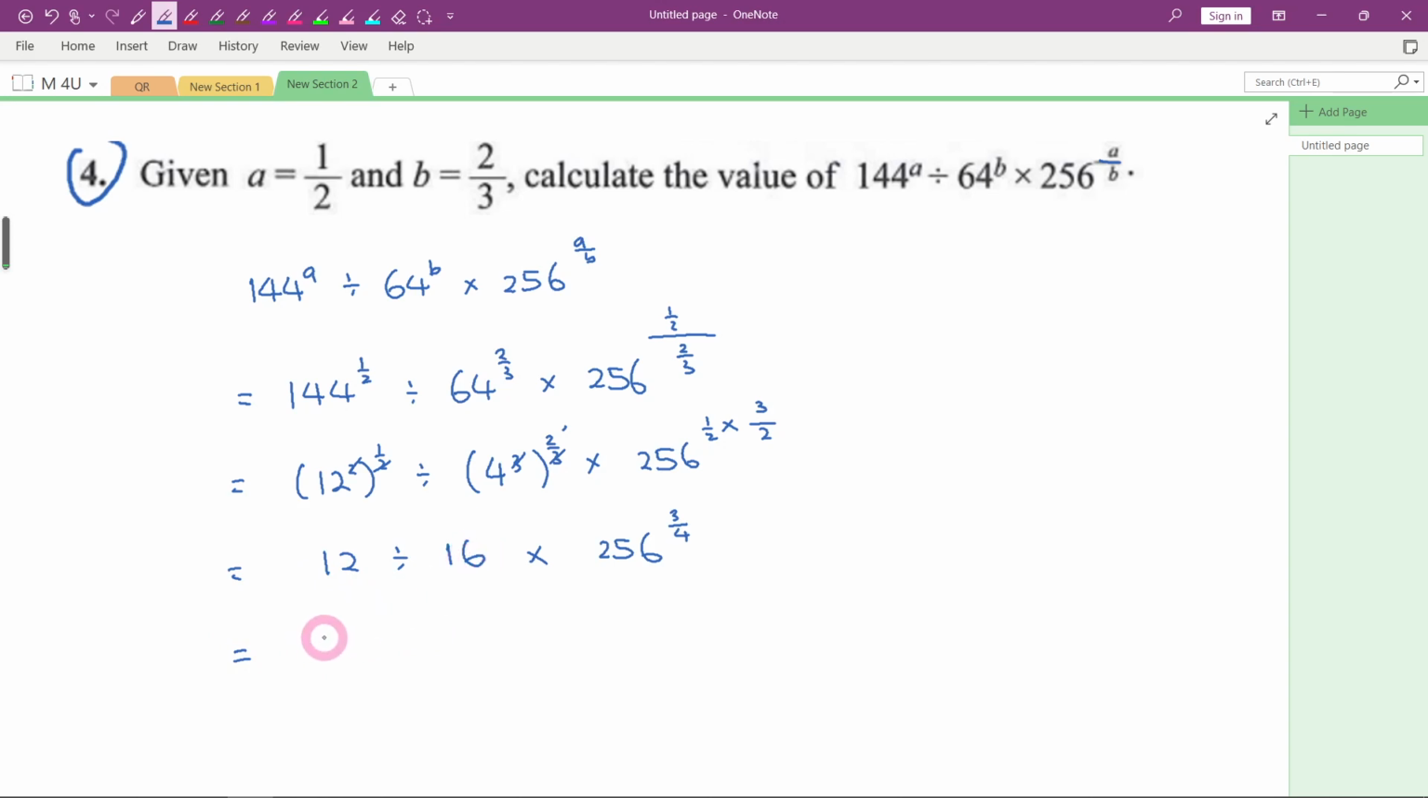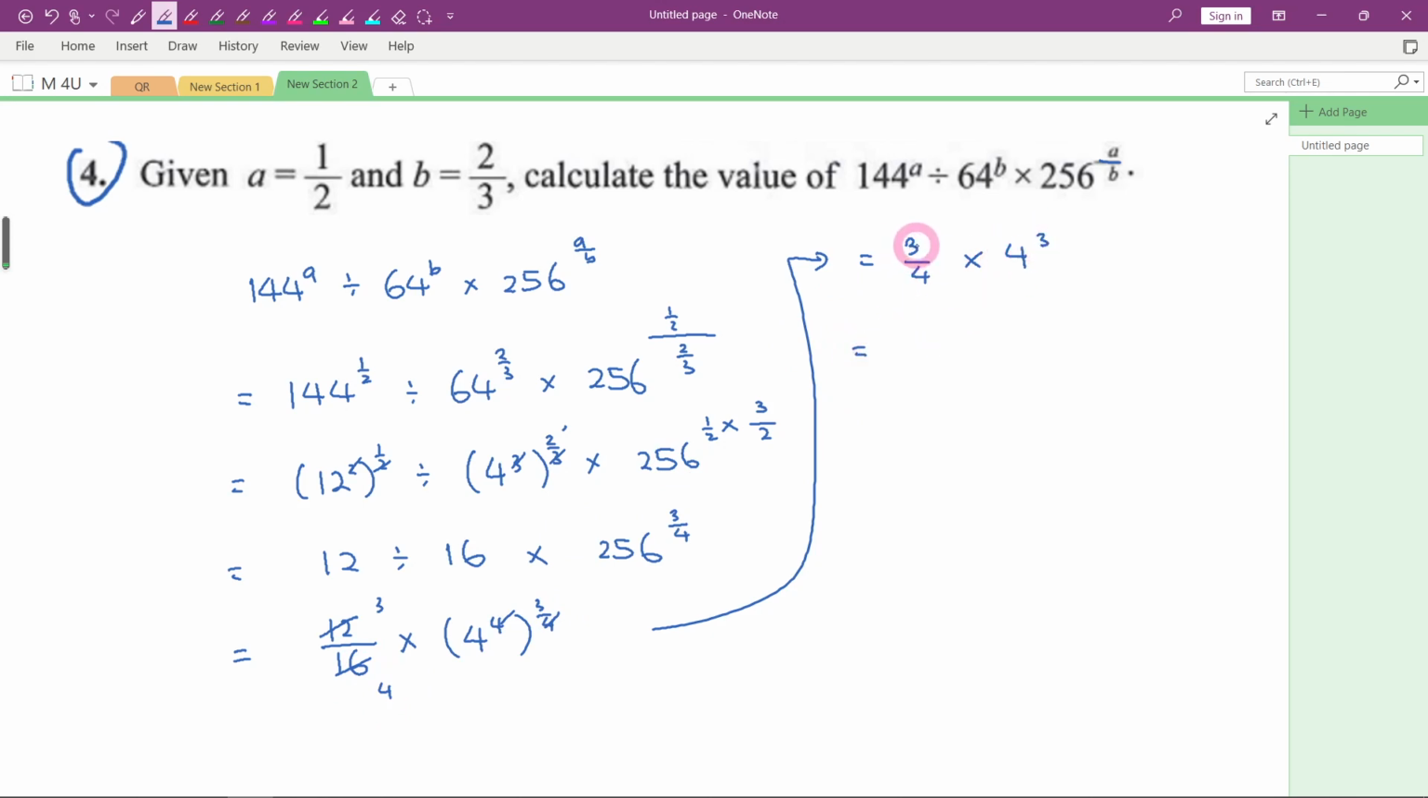12 divided by 16, I can do it this way, times 256 raised to the power of 3 over 4. You can press your calculator. So if you want to show your step clearer, 256 is equal to 16 power 2. You can write 4 power 4 as well. Okay, let me continue it here. So this simplify, divided by 4, here 12 divided by 4 you get 3, 16 divided by 4 you get 4, 3 over 4 times, simplify this, you will get 4 power 3.